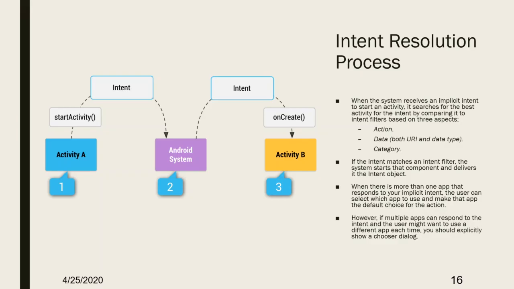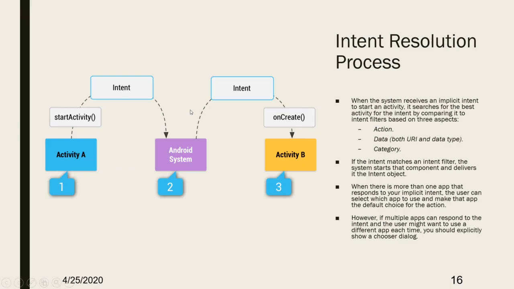When there is more than one app that can respond to your implicit intent, the user can select from the chooser dialog which app to use and make that app the default choice for the action. However, if multiple apps can respond to the intent and the user might want to use a different app each time, you should explicitly show a chooser dialog. This process is called intent resolution.